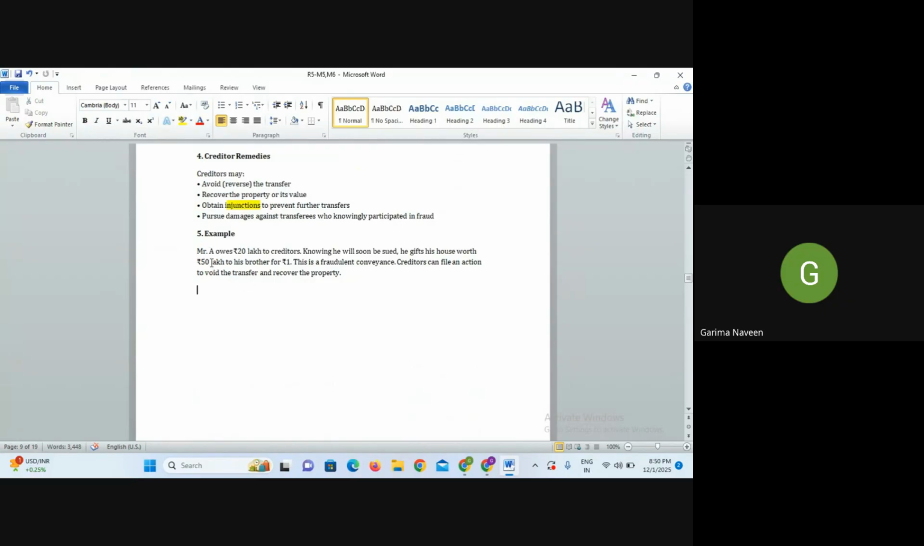For example, Mr. A owes 20 lakh to a creditor, so he has an obligation of 20 lakhs. He knows that he will soon be sued by his creditor. So in order to protect himself, he gifts his house worth 50 lakh to his brother for rupees 1. So this is a fraudulent transfer. The creditor can file an action to void the transfer and recover their property.